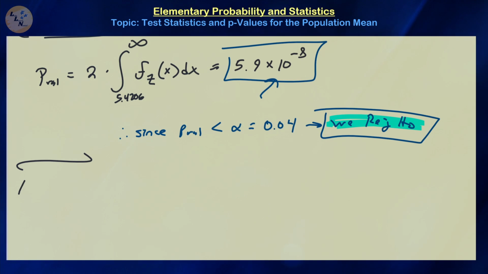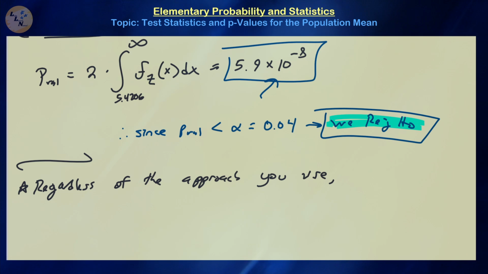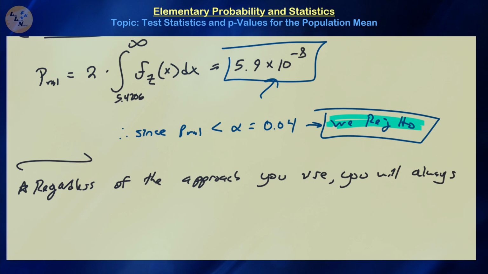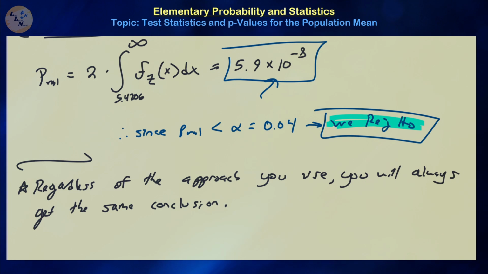Regardless of the approach you use, you will always get the same conclusion. So which method of hypothesis testing should you choose? It depends who you're communicating with, right? I mean, that's practically the only difference between them: how they communicate, what you compare them to, the speed of the calculations, and so on.